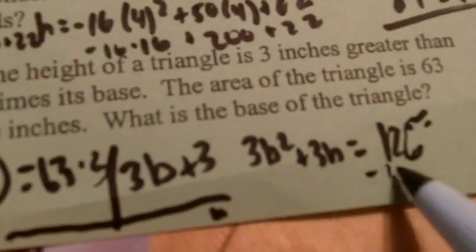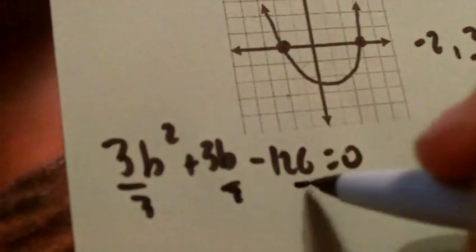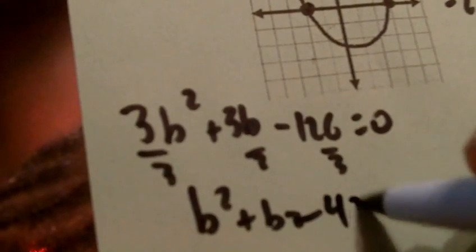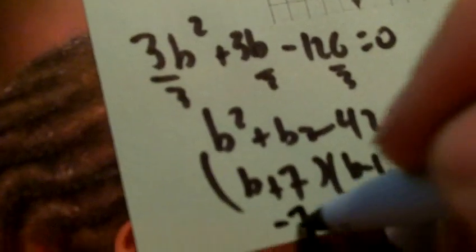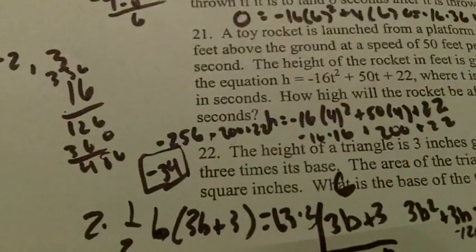I'm going to subtract 126 from both sides, and I'm going to get 3b squared plus 3b minus 126 equals 0. Since a 3 goes into each of those, I'm going to get b squared plus b minus 42 equals 0. Solve this as b plus 7, b minus 6 equals 0, so b equals negative 7 or b equals 6. A negative number doesn't make sense, so 6 is the answer. The base of the triangle is 6.